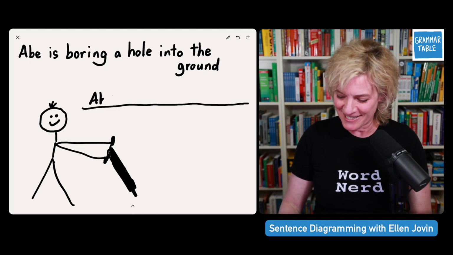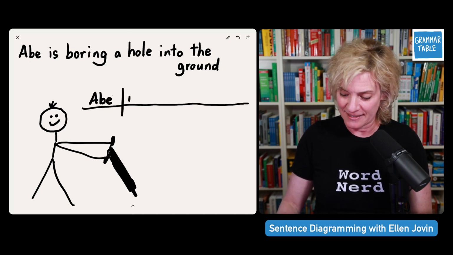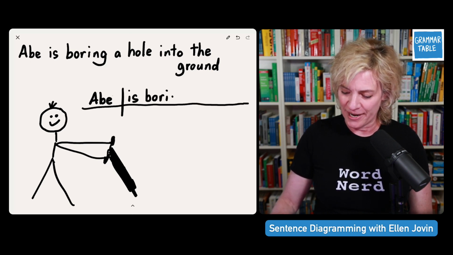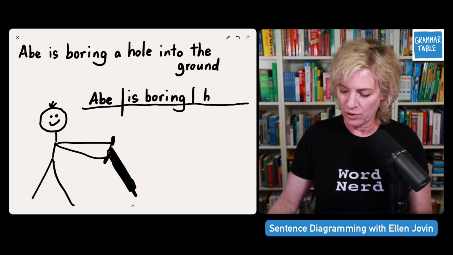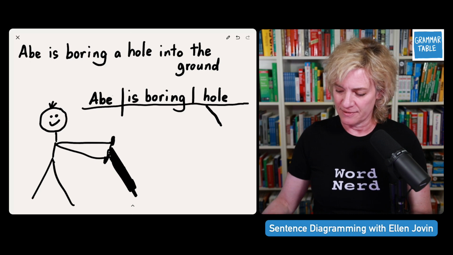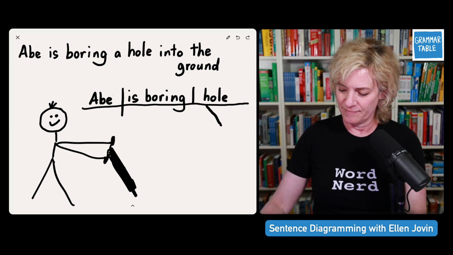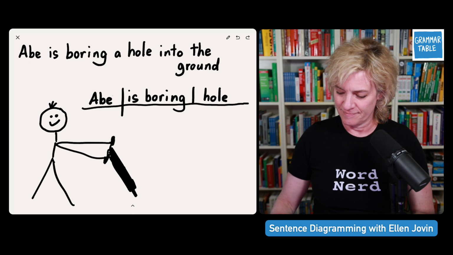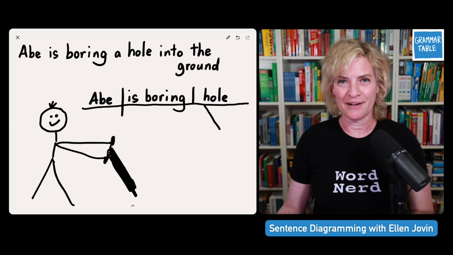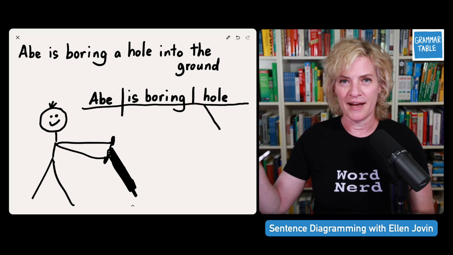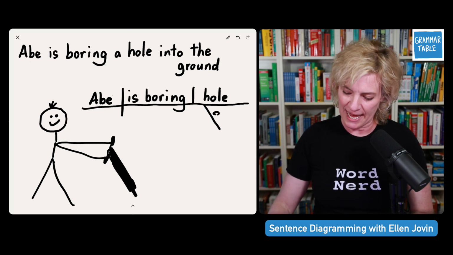Abe is the subject. And then once again is boring. This time he's not boring a person, he is boring the hole. And then we put modifiers and articles. Oops, let me try that again. I really don't like it when the angle of my drop down lines isn't quite right. Okay, so it was boring a hole.